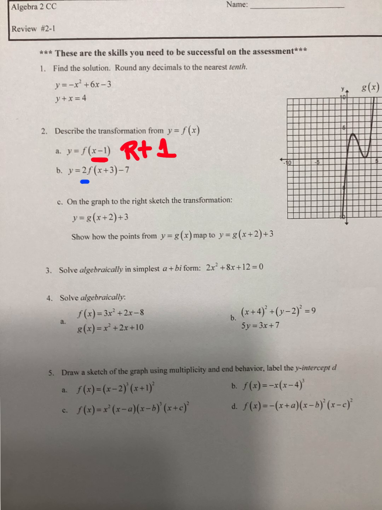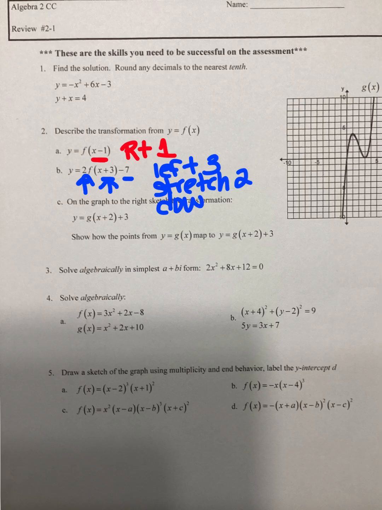Okay? All right, next, B. We have 2. That means there's a dilation. F of x plus 3, and then minus 7. So I'm going to start with the inside first because that's what PEMDAS says to do, is to do parentheses first. So the plus 3 to x will go left or right. It's plus 3, so it's actually going to go to the left 3. Now, once we get on the outside, the next thing we do is the multiply. So a multiply of 2 would be a stretch of 2. And then the minus 7 would be down 7.